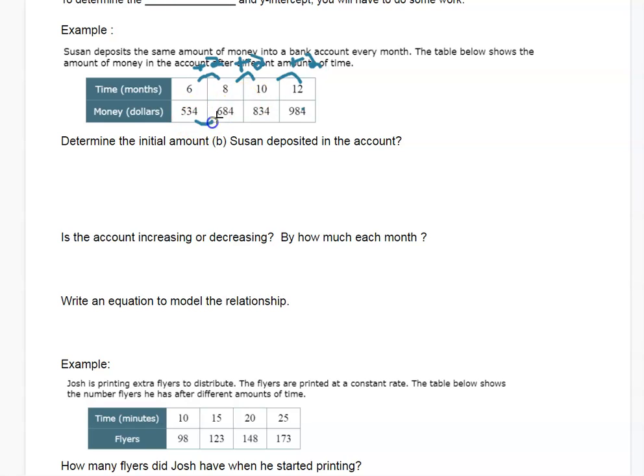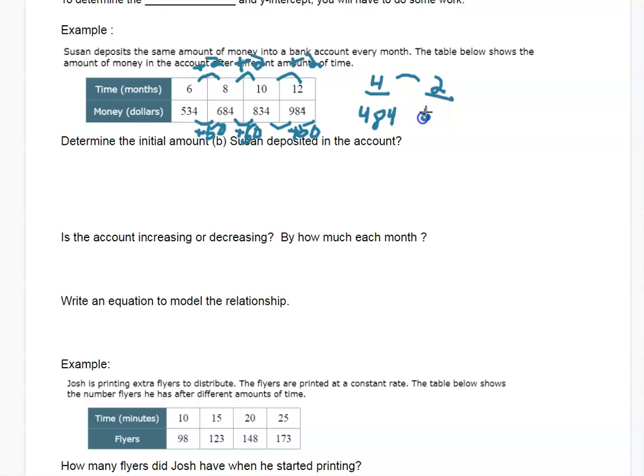Okay, and if you look at the amount in each one, that's going up 50. She's putting in $50, it looks like, every 2 months. Well, if I want to know how much would be in the account at 0 months, I got to go backwards in time. So at 4 months, she would have, well, 534 minus 50, so she would have 484. Okay, if I go back in time another 2 months, I'm going to be at 2 months.